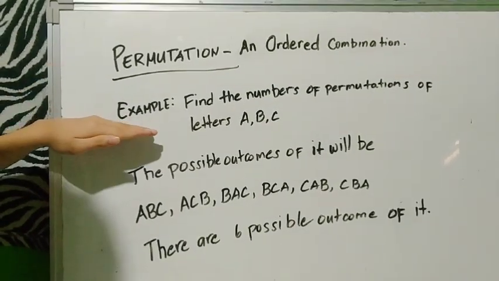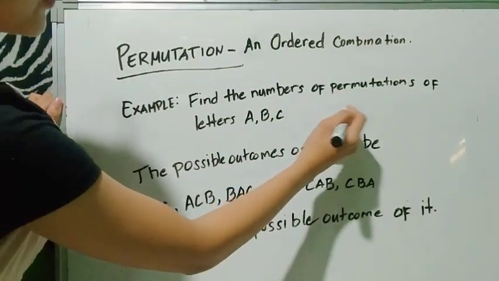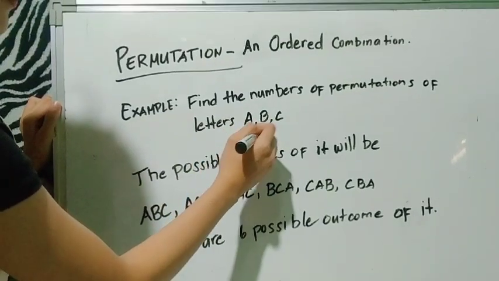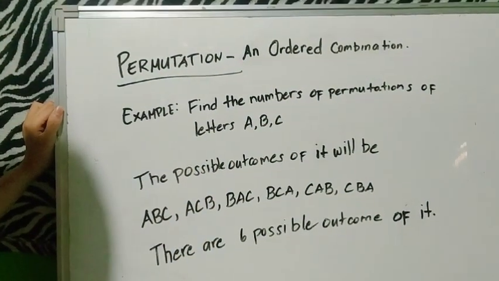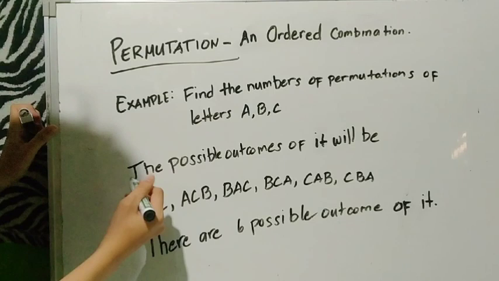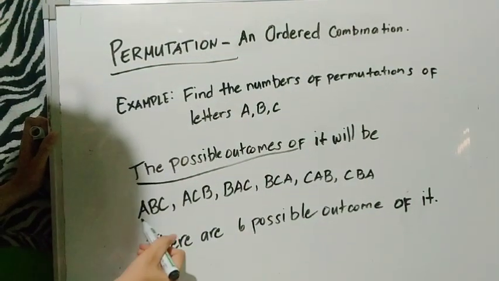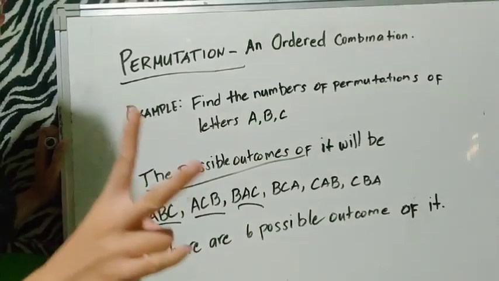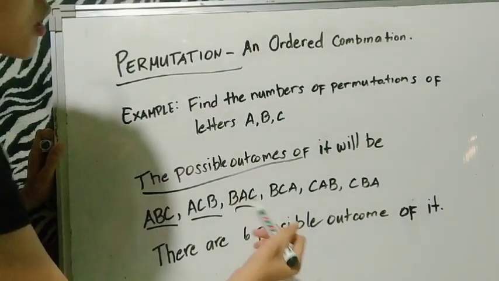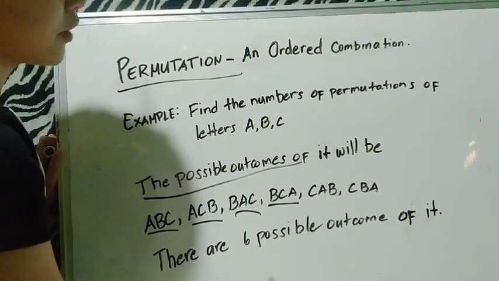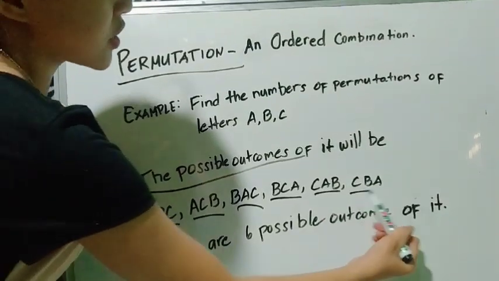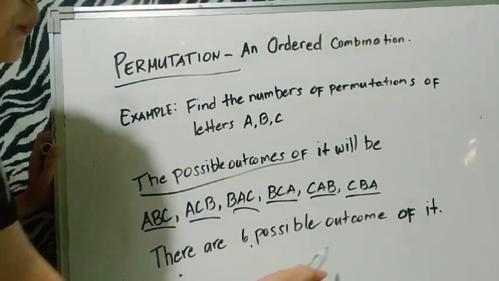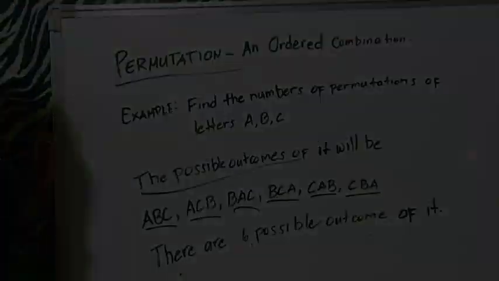For example, find the number of permutations of the letters A, B, C. So what are the possible outcomes? The possible outcomes will be ABC, ACB, BAC, or just simply jumble those letters. Let's continue: BCA, CAB, and CBA. So there are 6 possible outcomes.